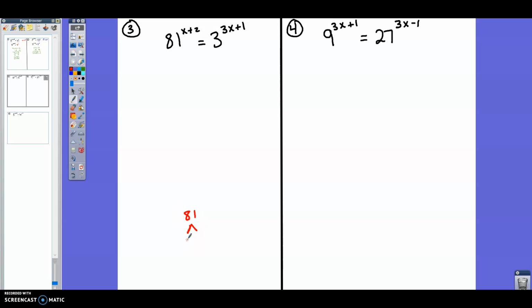So like 81 we know is 9 times 9. Well, 9 is not 3, but we do know that 9 can be broken down to 3 times 3, and this 9 can be broken down to 3 times 3. So if you see, we have 1, 2, 3, 4 3's. So 81 is the same thing as 3 to the 4th.